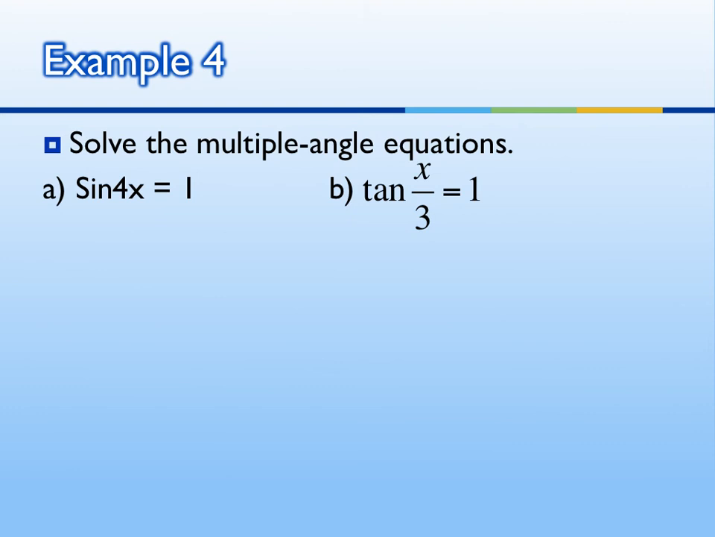So the first one says sine of 4x equals 1. The 4 is attached to the x, so I can do nothing with it until I get rid of the sine, which means I actually have to find the solution first. And then instead of it being x equals that, it's 4x equals that. So I'm going to ignore it at the beginning, and I'm just going to say, tell me where sine is positive 1. What's the answer?